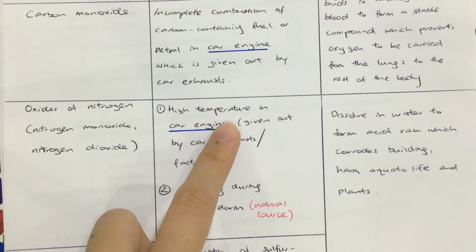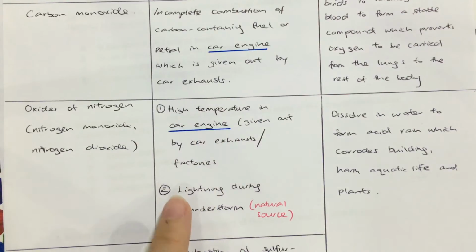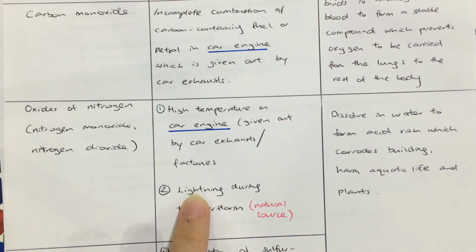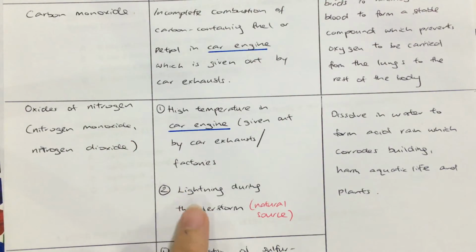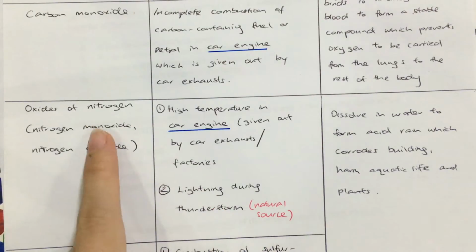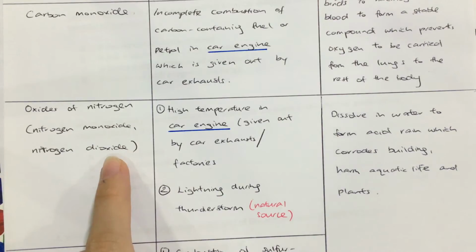Okay, reason for the high temperature is, for example, in the second one, lightning. So in the air, there's already nitrogen gas. So when there's high temperature, this nitrogen gas will react with the oxygen gas in the air to form this following. Okay, so when there's a lightning during a thunderstorm, this is considered a natural source. So every time there is a lightning during the thunderstorm, the nitrogen in the air will react with the oxygen in the air to form these 2 pollutants.